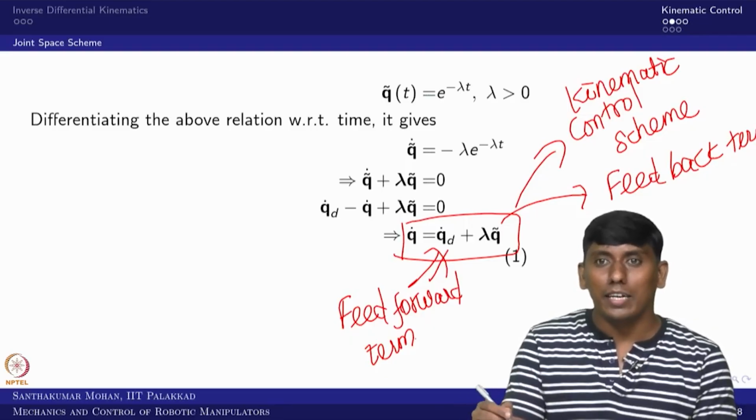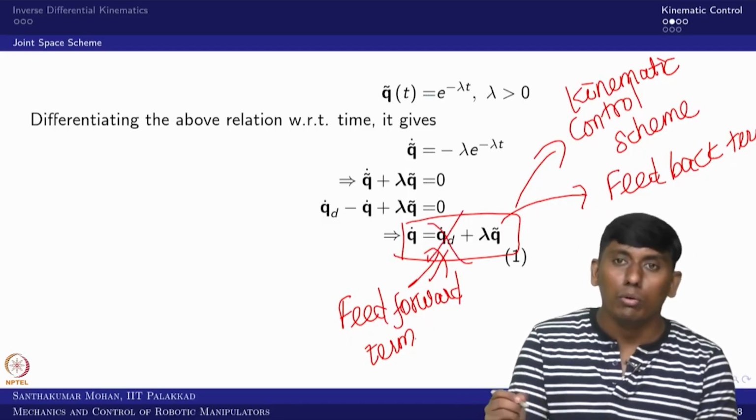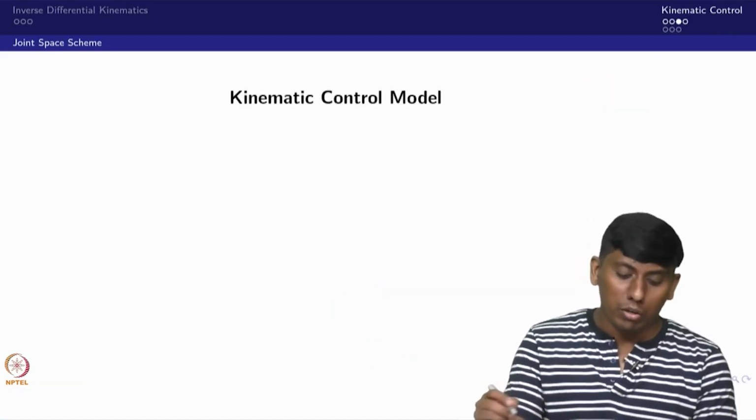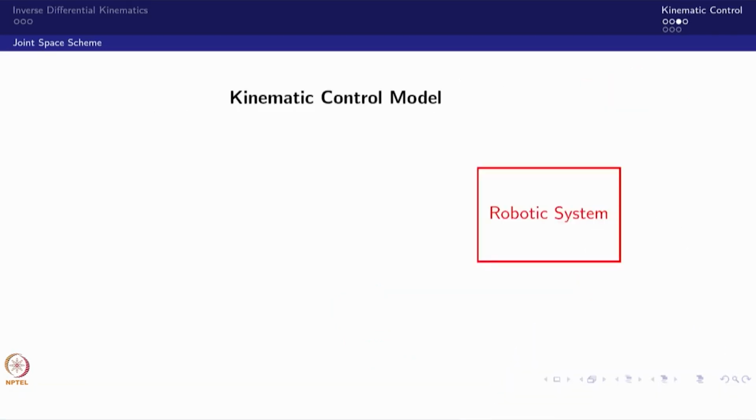So in order to understand that, we assume that this is not known and we try to do a simple proportional control. So that is the next idea. Before that, we will see the same thing in a block diagram. So the robotic system will give these two, okay. So this is the output and this is the input.